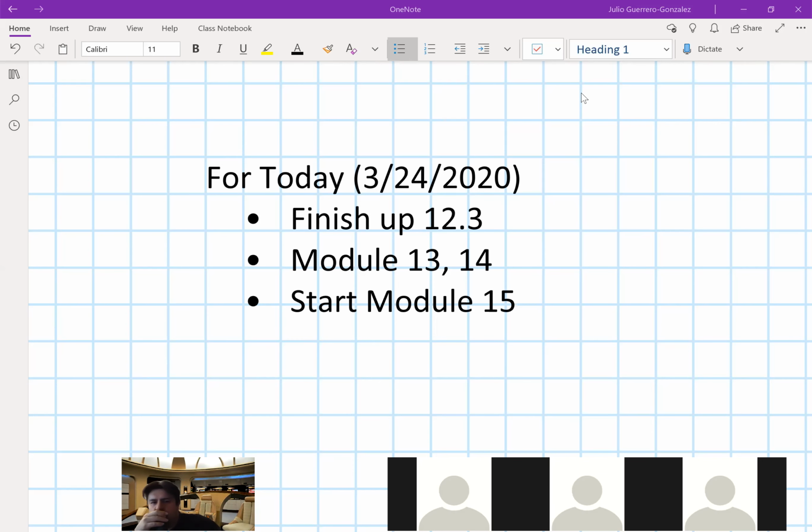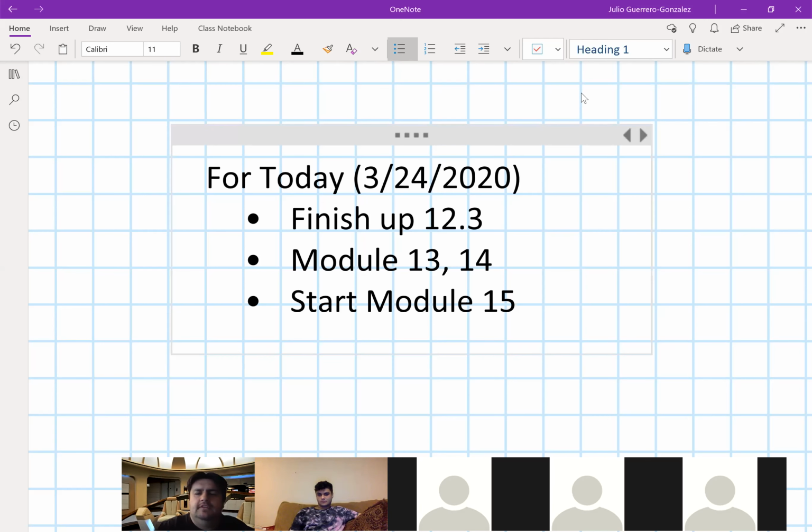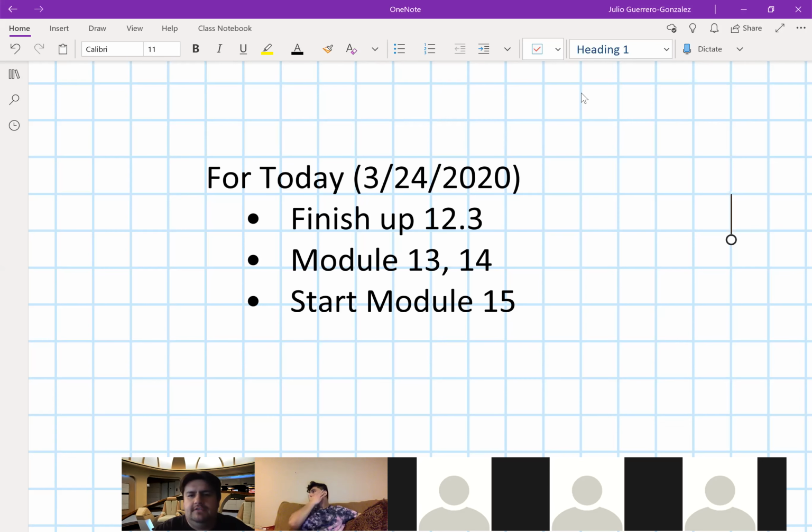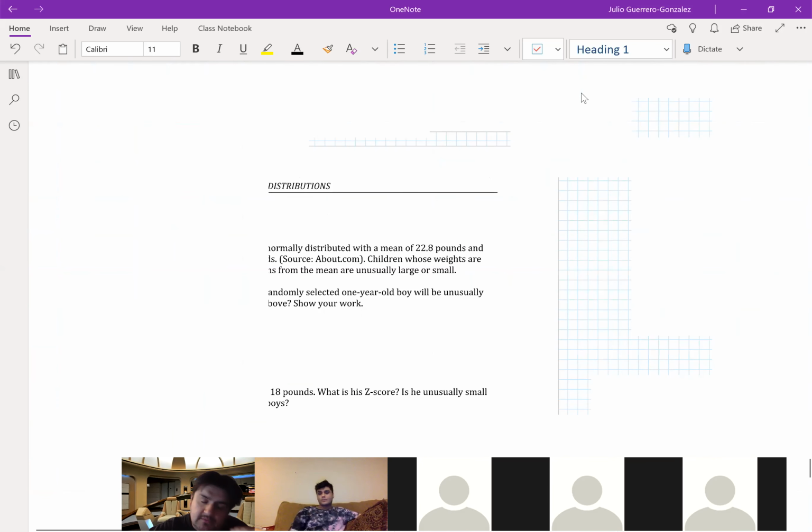All right. For today, I want to do modules 12.3, and then modules 13 and 14. They're really short. They're actually one-section modules, so I think we can finish those up and hopefully get to module 15 before class is over. Cool? The only thing left for module 12 was your group work.